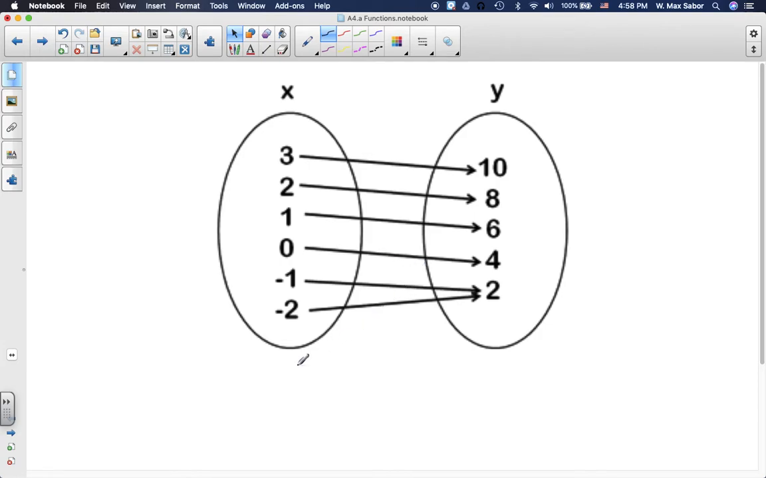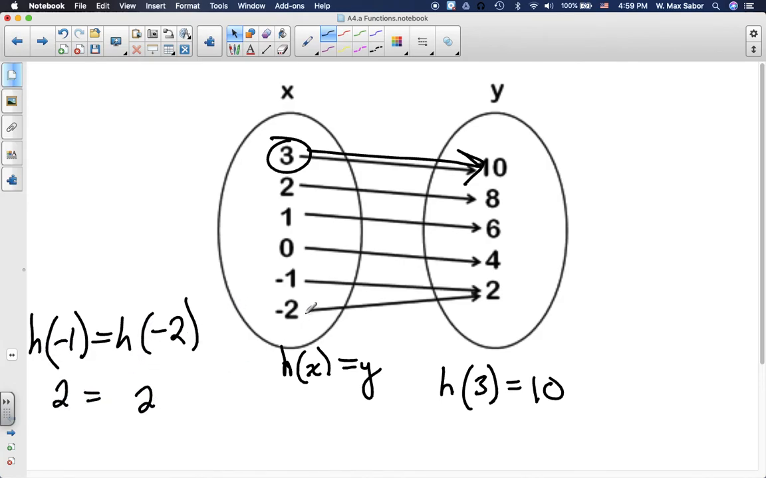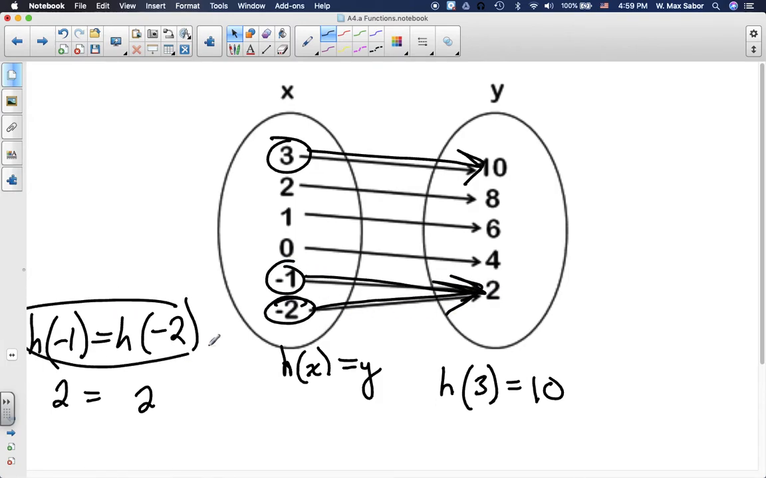This is also a function. We can call this h of x equals y, and when we plug in, each arrow represents a point. So h of 3 is 10, because when we look at 3, it's pointing toward 10. It's worth noting in this problem, h of -1 is equal to h of -2. Why is that? Well, h of negative 1 is 2, and h of negative 2 is 2, because they both have the same output. This statement says that they are both pointing toward the same output.